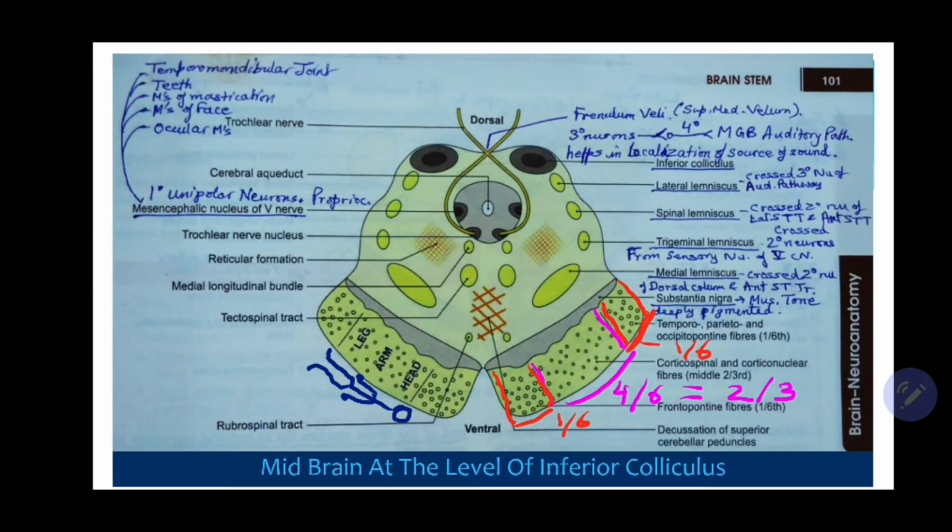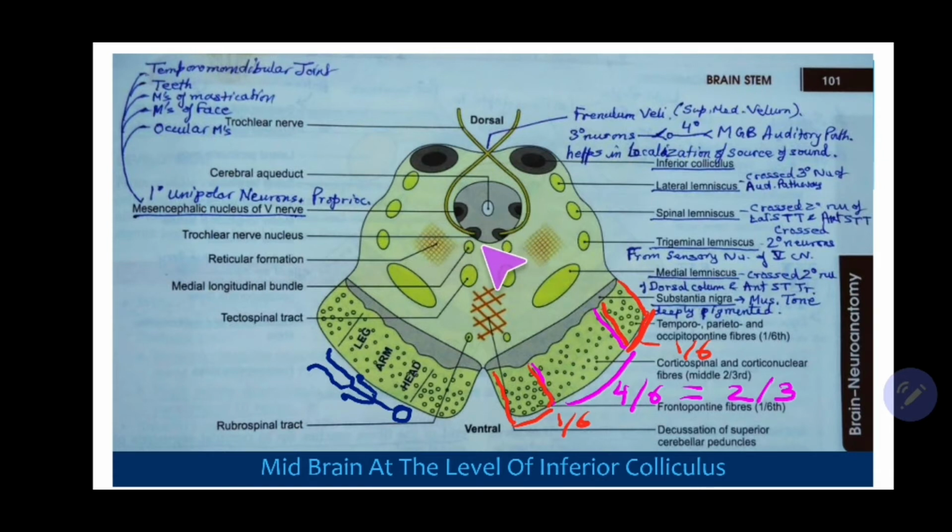Here in the tegmentum, I think we should discuss the gray matter first. In the gray matter surrounding the central canal, or rather the aqueduct of Sylvius, which is the cavity of the midbrain, there is a gray matter surrounding.